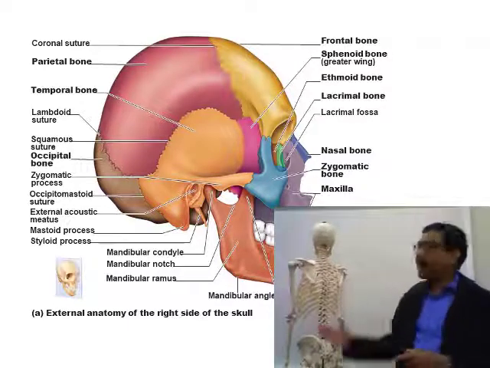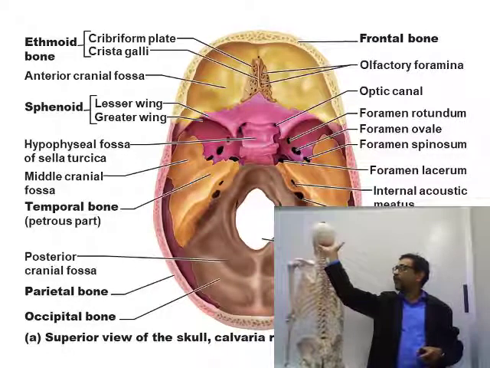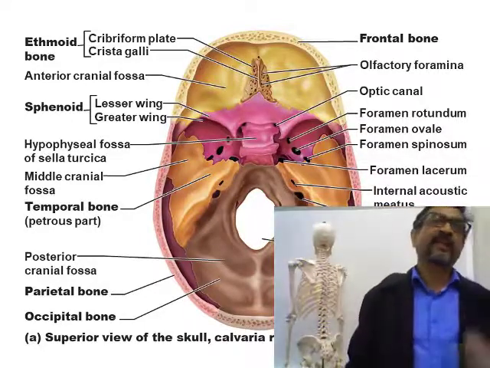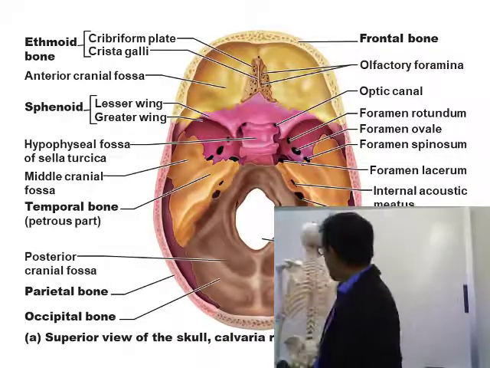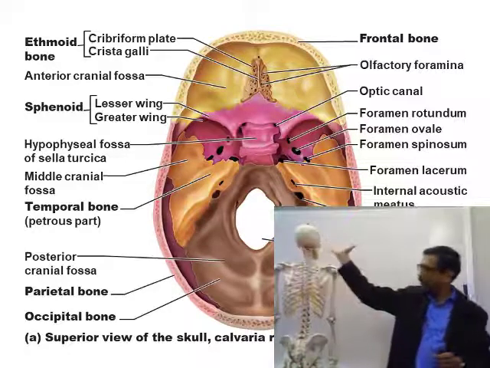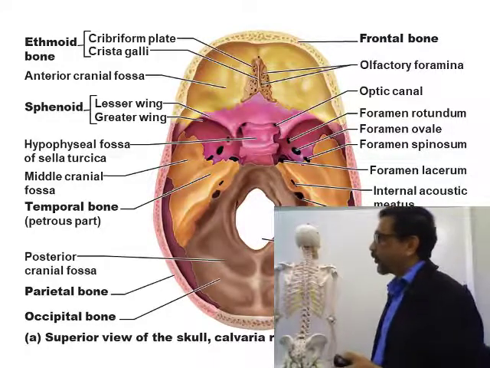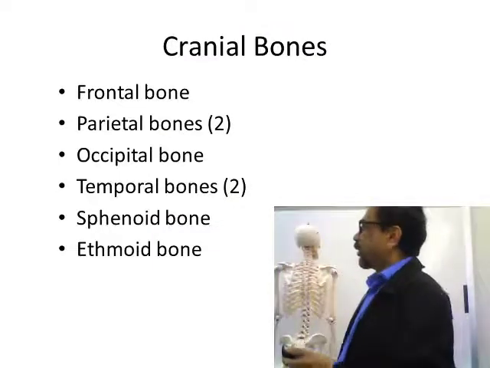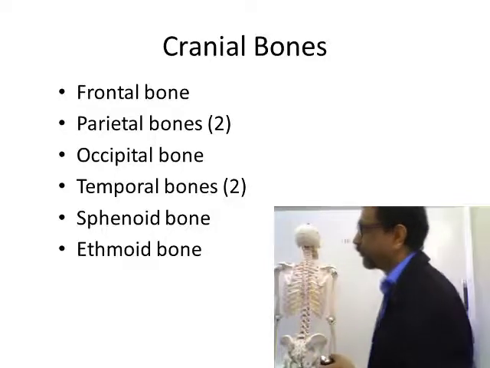What are the 2 others? The 2 others are mainly forming the floor of the skull. One is sphenoid, another is ethmoid. So ethmoid and sphenoid are mainly forming the floor of the skull. So those are the 8 cranial bones. Only 2 are paired, parietal and temporal, others are single.